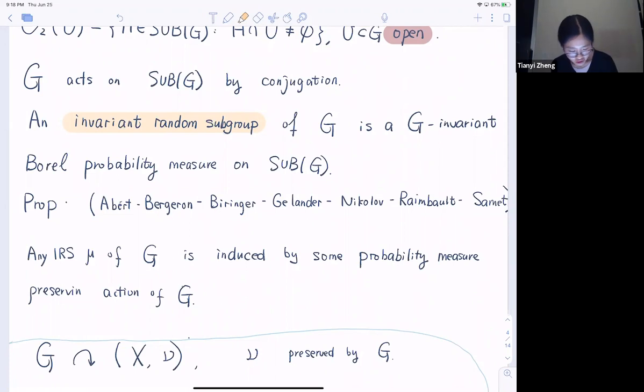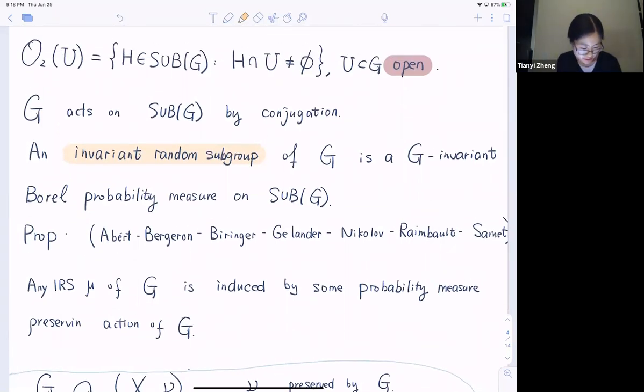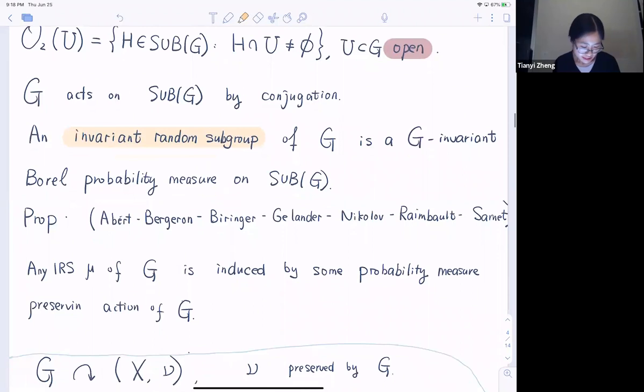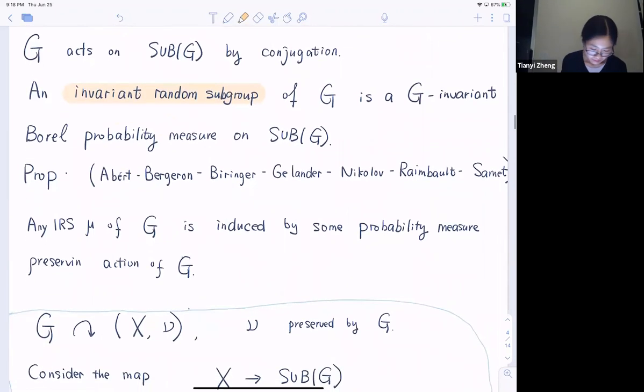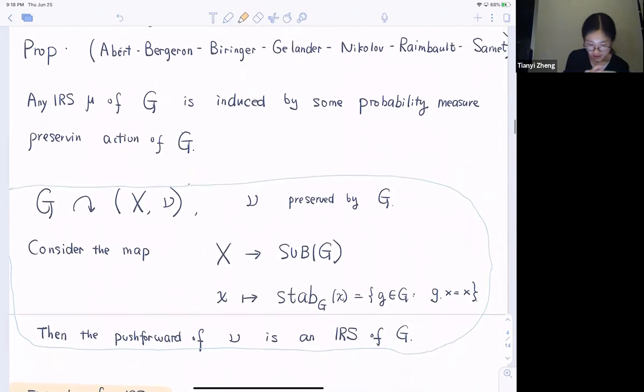So an IRS of G is a G-invariant probability measure on Sub G. And here the sigma algebra is the Borel sigma algebra. So it's basically you consider the G action on its own closed subgroups, and you take the invariant measures, and these invariant measures are called IRSs. So the study of IRS is really a study of invariant measures for this particular action. And then it's related to measurable dynamics by this nice proposition.